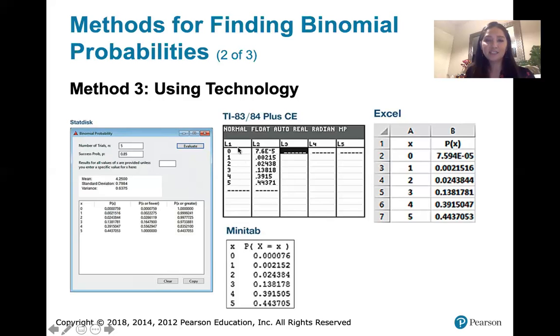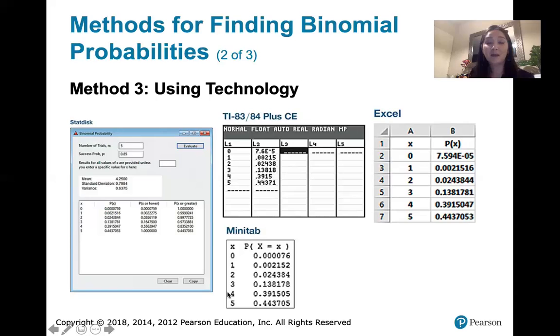In that first list, you have the number of successes. So if there are 5 trials, you could have 0 successes, 1 success, 2 successes, 3 successes, 4 successes, or 5 successes. And then each of those is associated with a corresponding probability. That's what the second list shows you. So according to this, the probability of getting 3 successes out of those 5 trials is 0.13818.